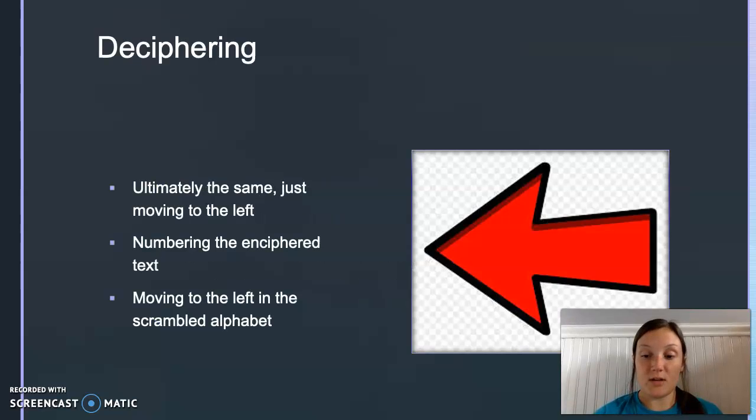So deciphering is ultimately the same. Enciphering is when you want to make a plain text message into a coded message. Deciphering, you want to figure out what all this gibberish means. So it's the same deal, except you move it to the left. So you would receive the enciphered text, you would number it, and the numbers would come out exactly the same as previously. So as in M was that 1 that we just saw, and N was the one that you saw in the enciphered text. You'd move it to the left 1, and you would get the plain text of M.